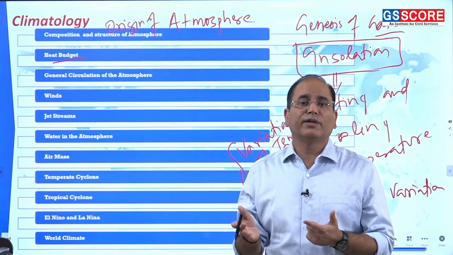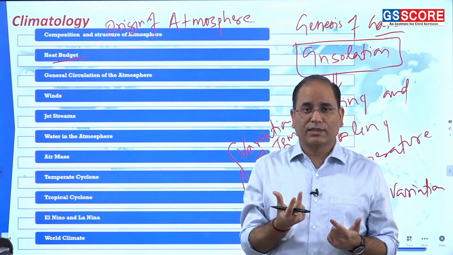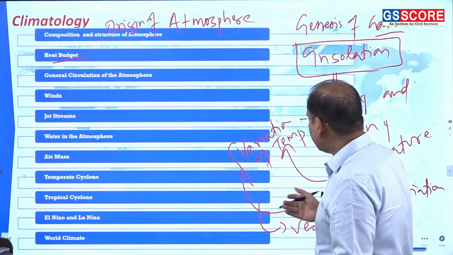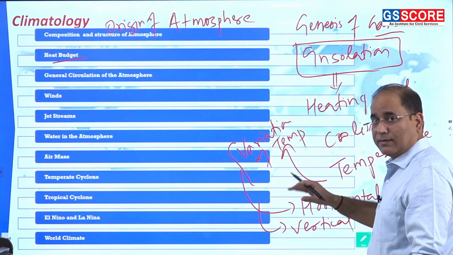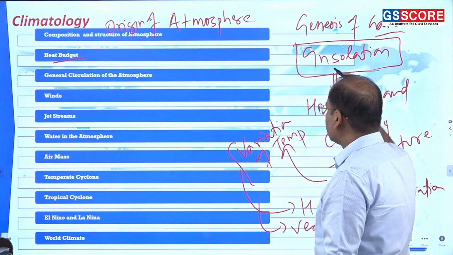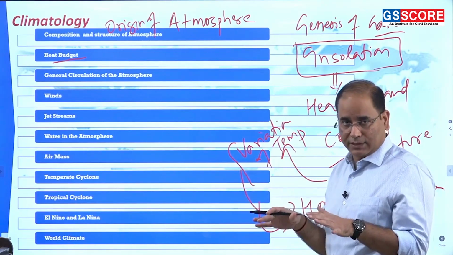So in the last 2024 examination, they gave almost 3 to 4 questions in the prelims directly from this topic. So temperature clarity is very important, but you will get the temperature clarity only when you have the general understanding of this insolation, heating, cooling of the earth's surface, the overall heat budget.